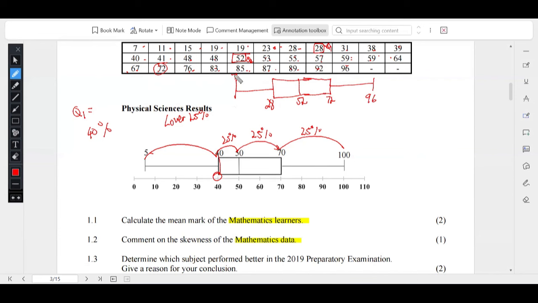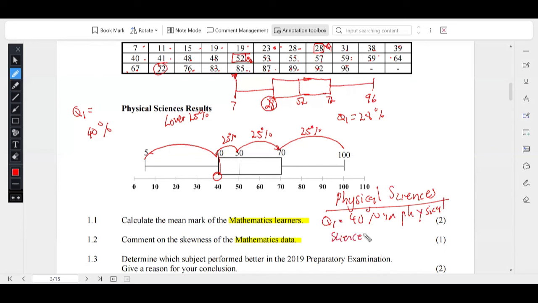Now, which ones performed better? If we look at the Q1 of the mathematics paper, we can see that it is only 28%, right? So the 28% here tells you that most of the learners in mathematics performed very, very badly. The lower 25% performed very badly. But the lower 25% in physical sciences, at least they were able to get 40%, right? So there was a much better performance in physical sciences, because Q1 is equal to 40% in physical sciences.